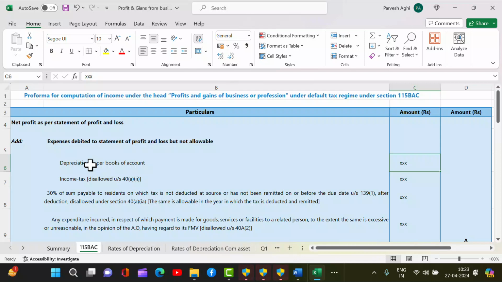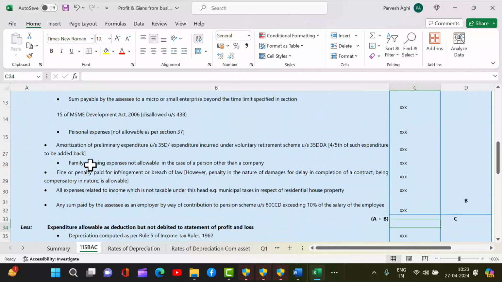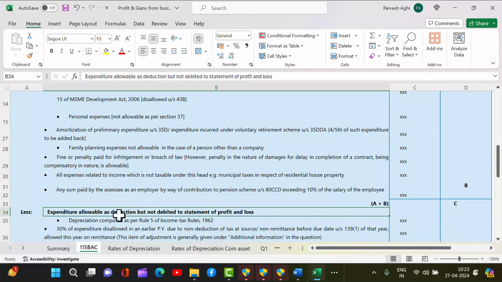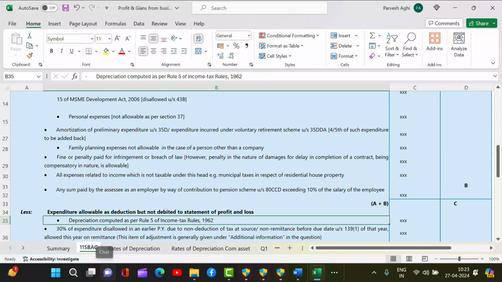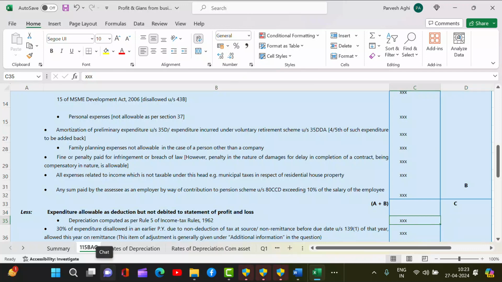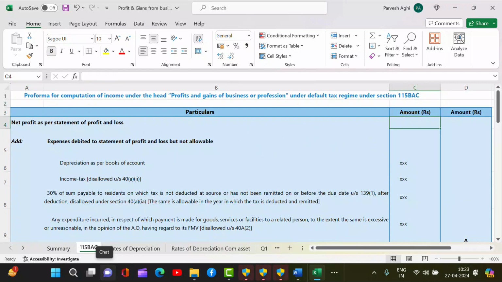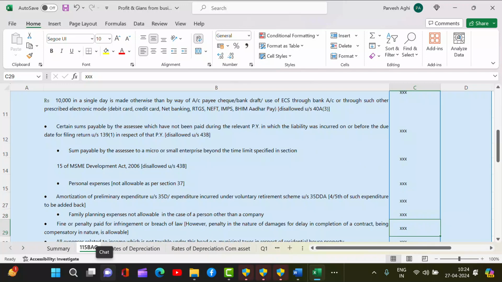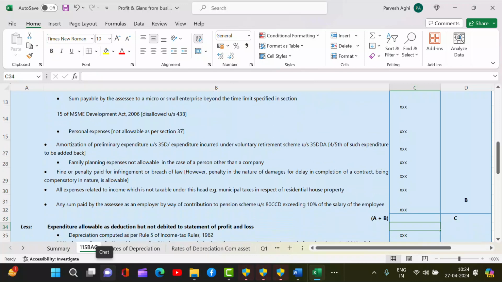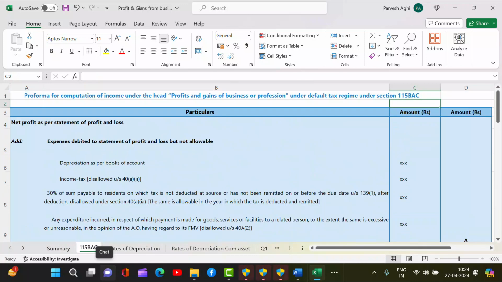First you have to add that depreciation, and then somewhere down the line, you will see expenditure allowed as deduction but not debited. So depreciation computed as per Rule 5 of the Income Tax Rules. This is the depreciation as per the income tax rules which is allowed to you. So you will be doing two things. First, you are going to add the depreciation, and then you are going to reduce the depreciation. Which depreciation are you going to reduce? As per the income tax. And which depreciation are you going to add? As per the Companies Act. Is that clear?